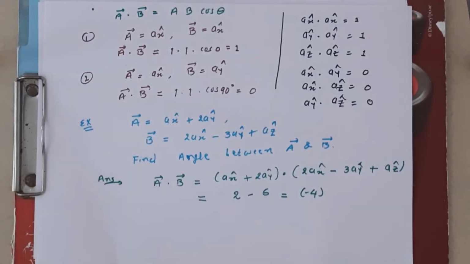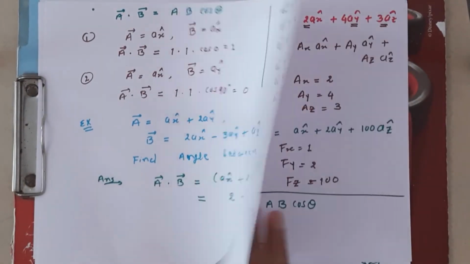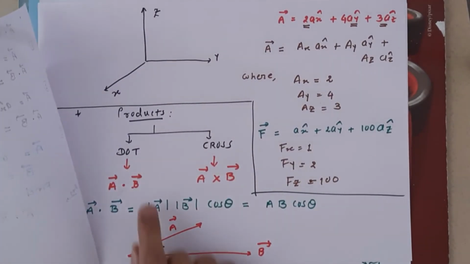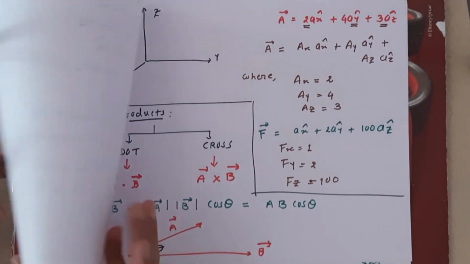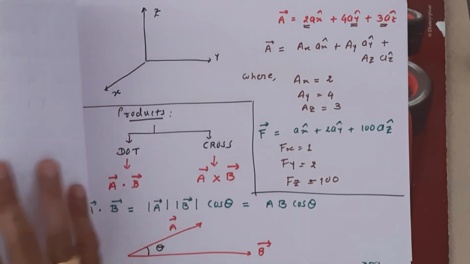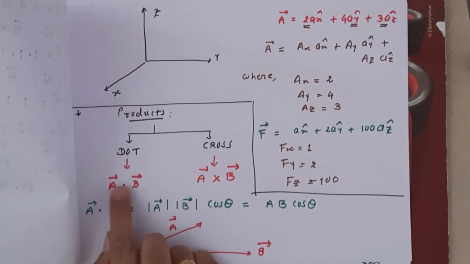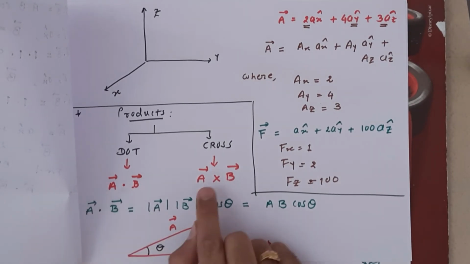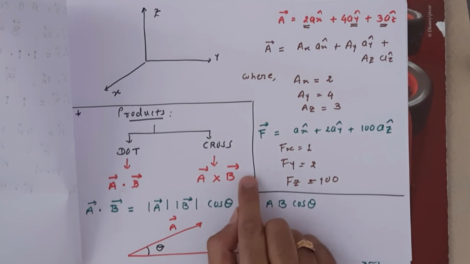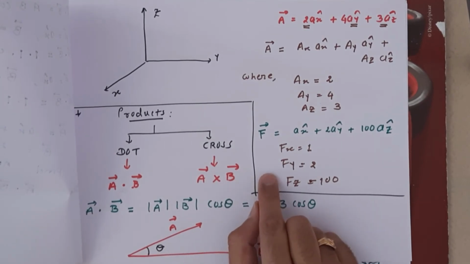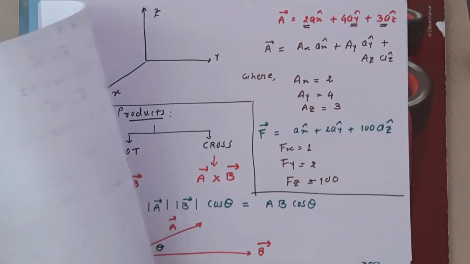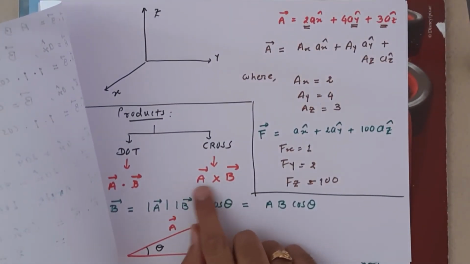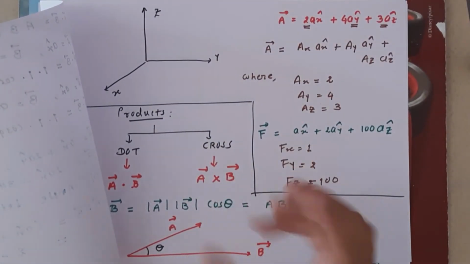Okay, so how can you find out the cross product between two vector quantities? First of all, keep in mind, if you do the dot product between two vector quantities, the answer is a scalar quantity. In a reverse way, if you do the cross product between two vector quantities, the answer must be a vector quantity. So a new vector is generated.